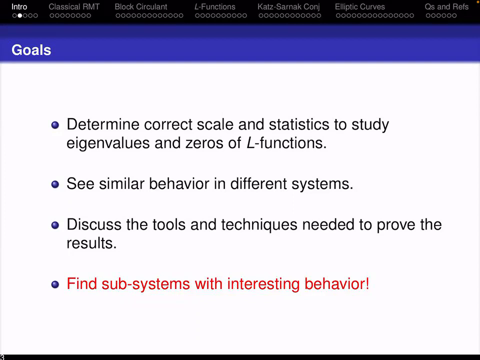Again, my goal for the last few classes is to really drive home what you've done, not the specific facts, but the general techniques. One of the big techniques of this course is trying to find the right scale to study things at. The next, as I mentioned, is that we see similar behavior in different systems, which is extremely exciting. Sometimes it's only the main terms that are the same, and the lower order terms are where the arithmetic or whatever your field-specific stuff lives. Then I'm going to try to discuss a bit of the tools and techniques needed to prove the results. My general advice is to try to find subsystems with interesting behavior. As you get further and further in advanced mathematics, it becomes harder and harder to do calculations.